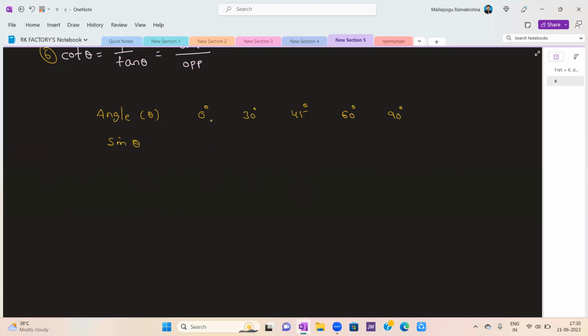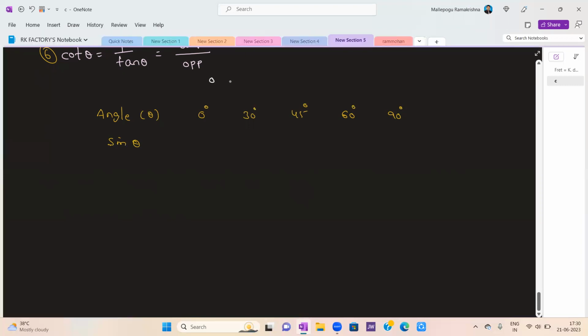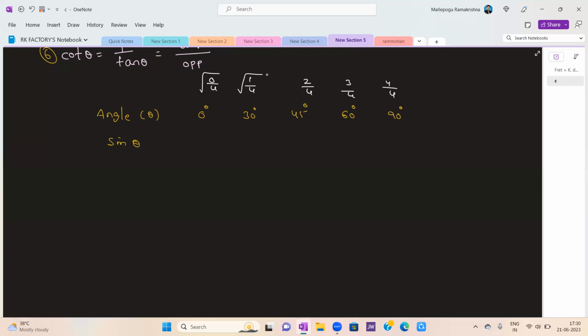Sine 0 is, so simply to remember, we can use this: 0, 1, 2, 3, 4. Each one is divided by 4, and simultaneously take the square root of the whole. What will happen? This is for sine theta.